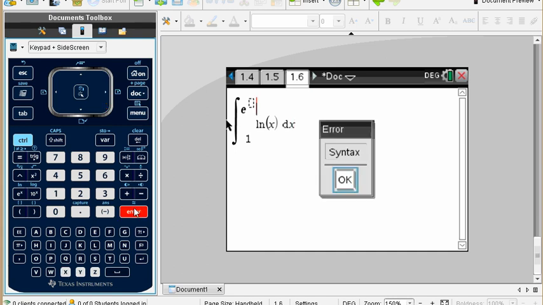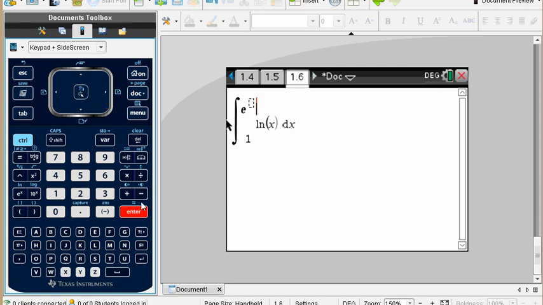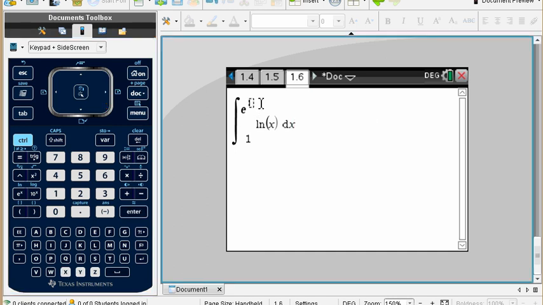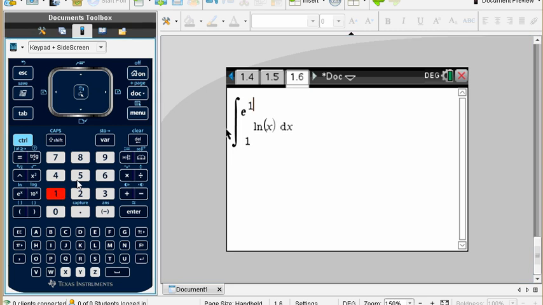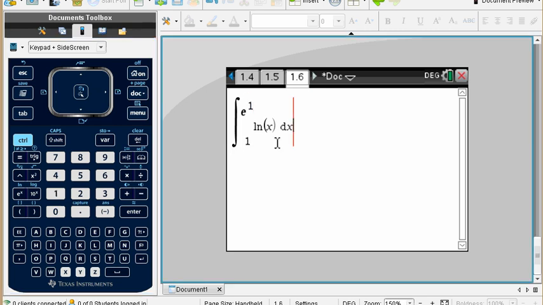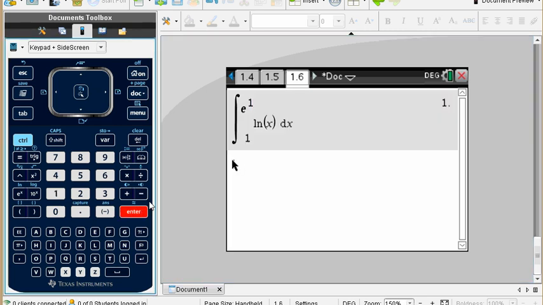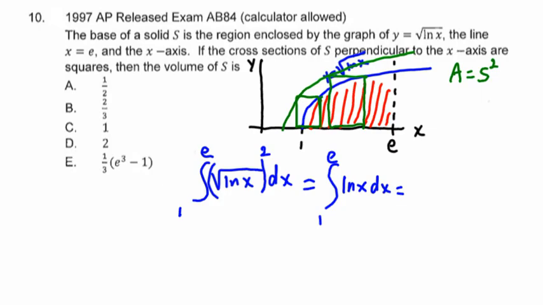And so we get a syntax error, which I think is because of that 1 that I forgot to put in there. Now let's try it. Yeah, now we have it, 1. Had to put in a value for that. So our correct answer is C.